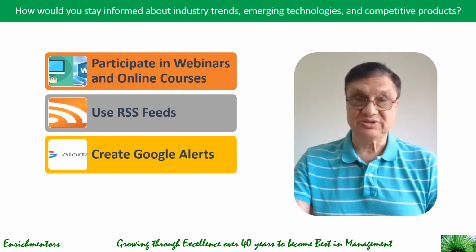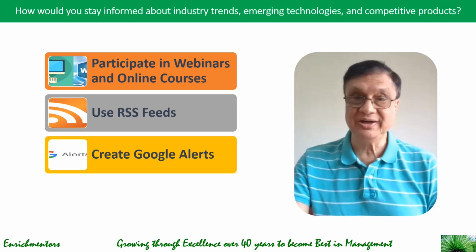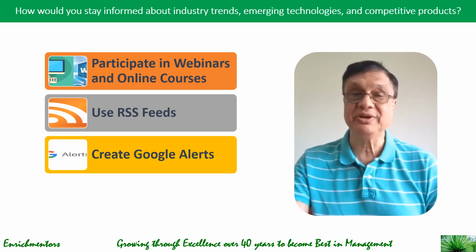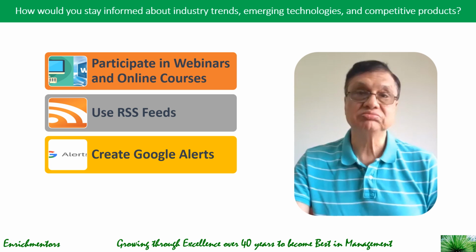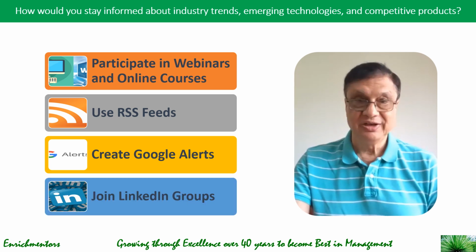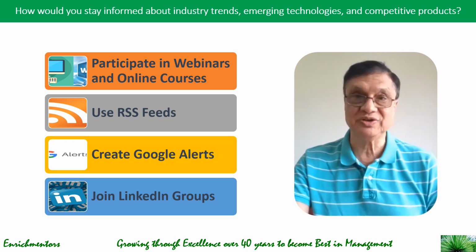Set up Google Alerts. Not very commonly known to people, but you can set up Google Alerts on industry-specific keywords, trends, and competitor names. And then Google will send you email notifications when new content matching your criteria is published on the web. Join LinkedIn groups related to your industry or product category. Engage in discussions and share knowledge with peers, that can be valuable. So you can learn from peers and you can share whatever you think you can share with them.